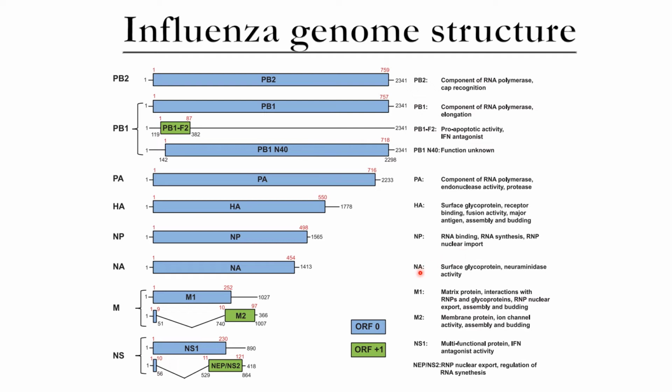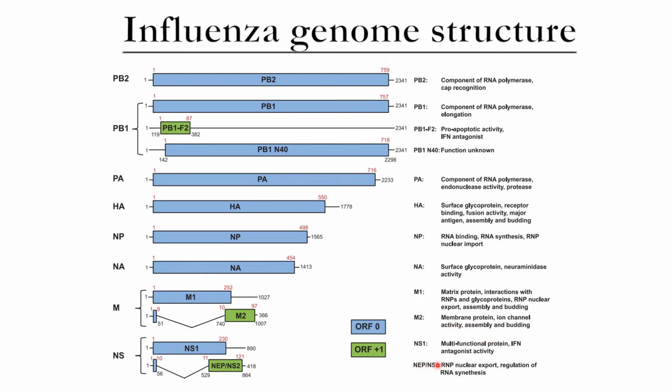The NA is a surface glycoprotein along with HA and it has neuraminidase activity. The M1 is a matrix protein and it interacts with RNPs and glycoproteins. It is involved in RNP nuclear export, assembly and budding. The M2 is the membrane protein. It has ion channel activity and it is also involved in assembly and budding.